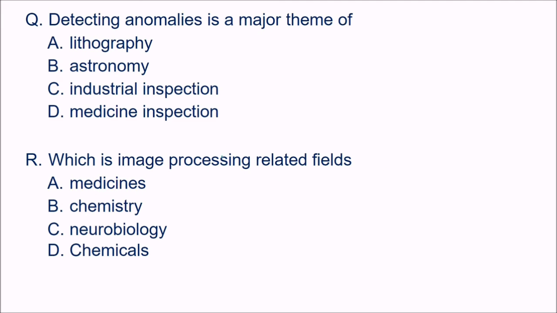Next is, detecting anomalies is a major theme of industrial inspection. What happens is that you have manufactured some bottles. Now there are thousands of bottles you are making, and you want to find which bottle is correct or not. So you use this anomaly detection in industrial inspection.